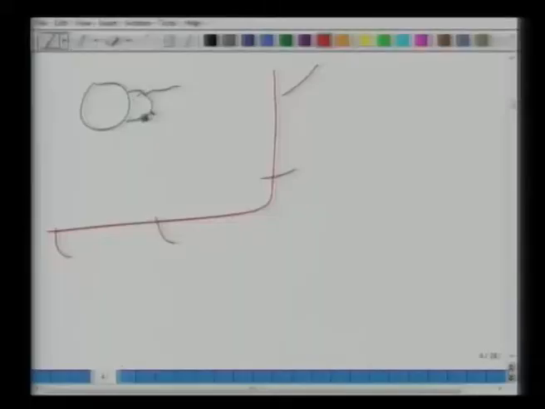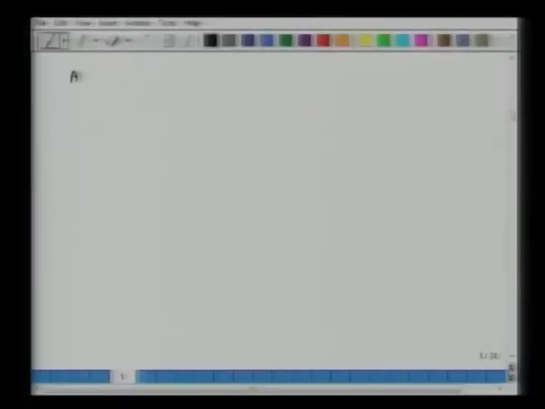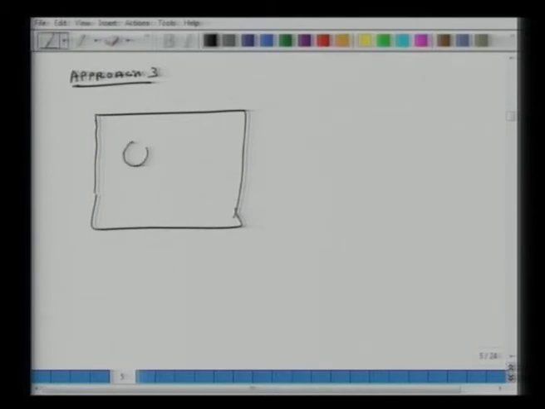A third approach is something like this. So approach three is such that there is a room, you have the individual sitting here, and let us say your noise is coming from all directions, right. So again, the noise is distributed. If this person is sitting at a fixed location, then I can place a transducer here, and this transducer generates the corrector signal.